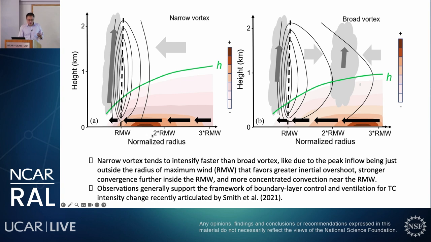You see this peak inflow is located right outside the RMW for the narrow vortex, whereas the peak inflow is located in the outer core region for the broad vortex. The boundary layer is actually slightly deeper for the narrow vortex.